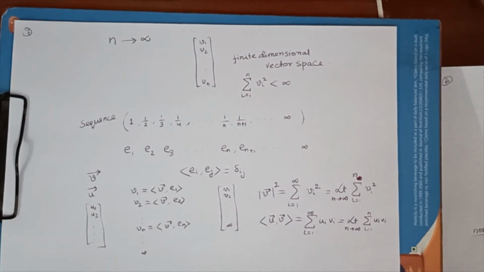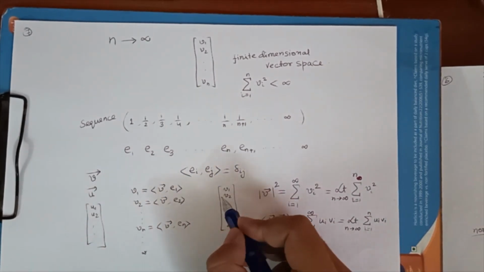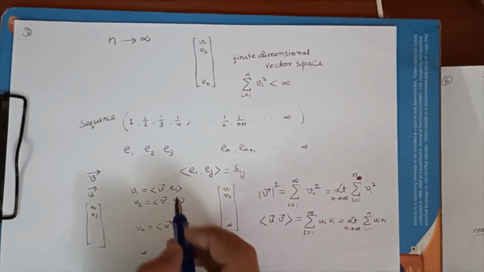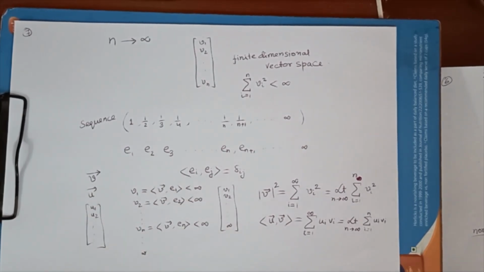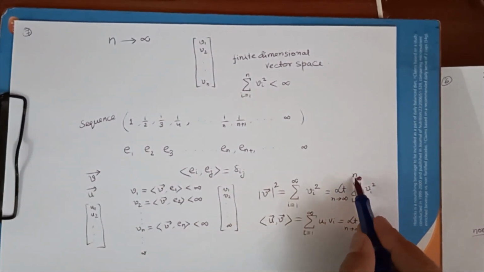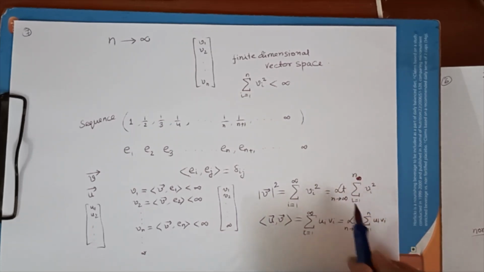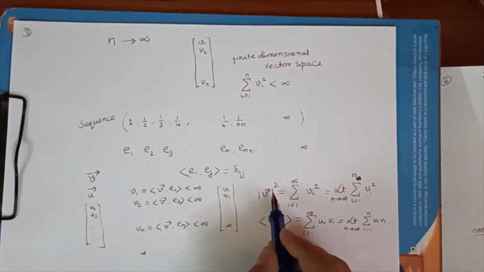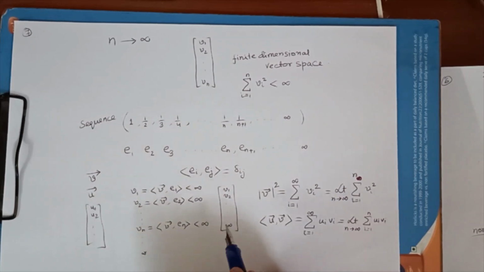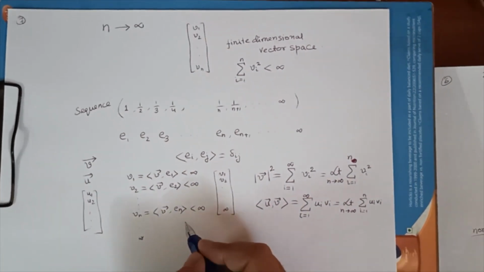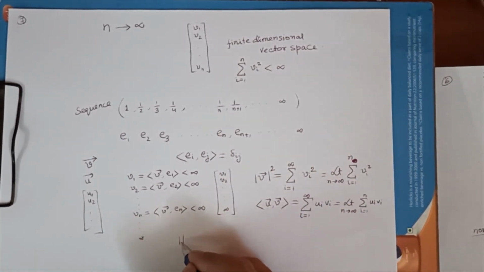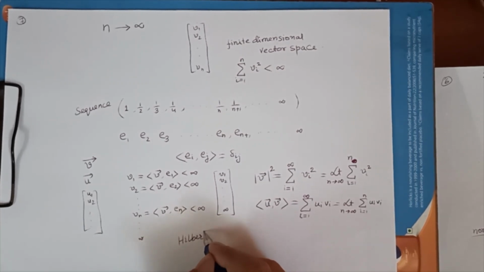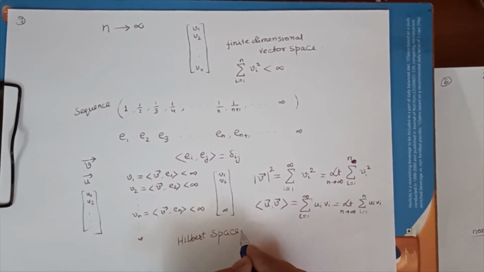The particular infinite dimensional vector space, of course, we understand that all these coordinates are finite. These inner products are all finite. Now, if these sums have some limiting value, then the length is finite, and only then is this a legitimate member of that infinite dimensional vector space. We give a good name to such a vector space where these limits are finite. It is called Hilbert space, by the name of the famous German mathematician David Hilbert.